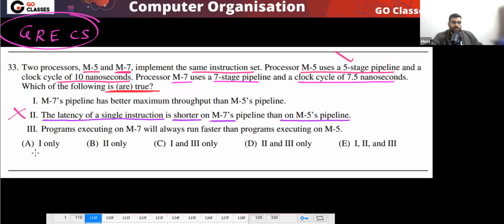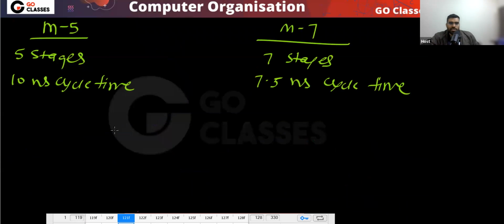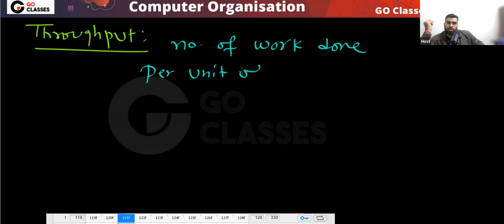Okay, what about the next statement? M7 pipeline has better maximum throughput than M5 pipeline. So you calculate the throughput. Let me tell you what is throughput. This word you have seen many times in your computer network and operating system. Throughput always means how many things you can do per unit of time, the number of work done per unit of time.